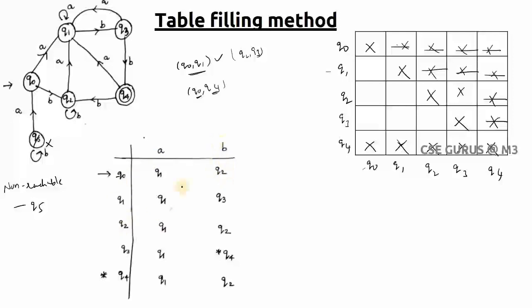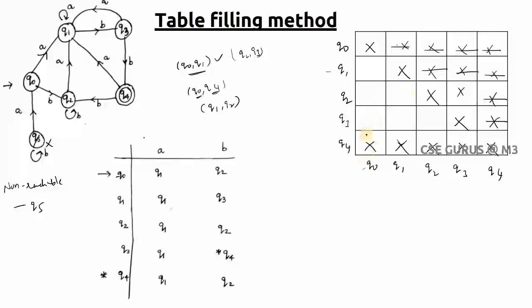Q0 to B Q2, Q2 to B Q2, both are equal, then also ignore. So no need to mark for Q0 Q2. Now coming to this one, Q1 Q2. So I'm writing here Q1 Q2. Q1 to A Q1, Q2 to A Q1, both are equal, ignore. Q1 to B Q3, Q2 to B Q2. So I'm getting the pair that is Q2 Q3. Is it marked? No. So no need to mark here also.